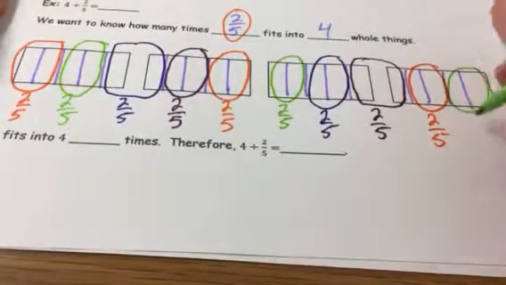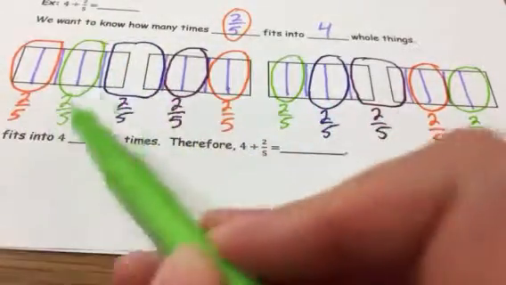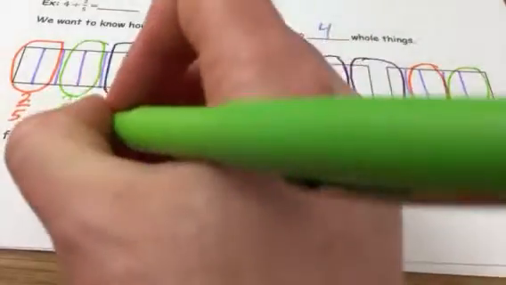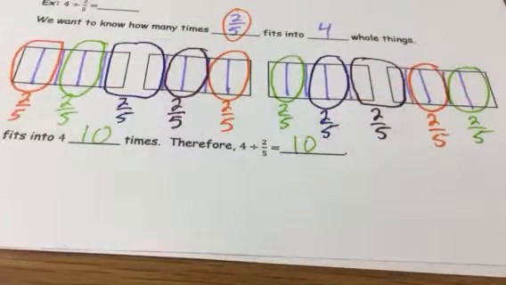Now let's count up how many of these sets of 2/5 fit into 4 whole things. 1, 2, 3, 4, 5, 6, 7, 8, 9, 10 of them. So 2/5 fits into 4 10 times. Therefore, 4 divided by 2/5 is indeed 10. As you can see, that was relatively time consuming. There is a quicker way for us to do this.